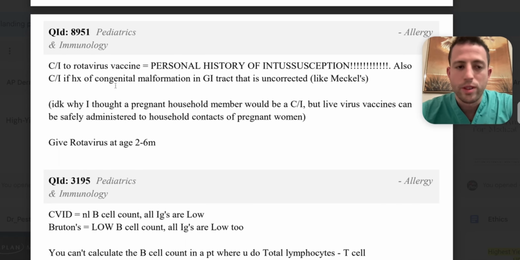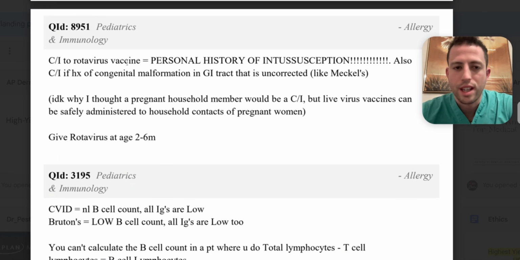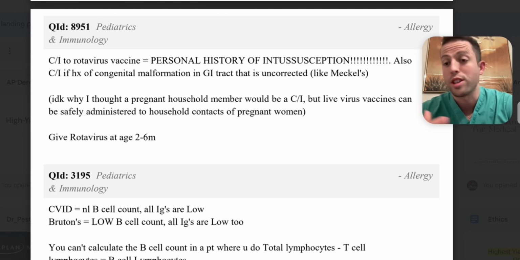All right, moving on to a little bit about the rotavirus vaccine. A contraindication to the rotavirus vaccine is a personal history of intussusception. It's also contraindicated if there's a history of congenital malformations in the GI tract that is uncorrected, such as a Meckel's diverticulum that has not had surgery.